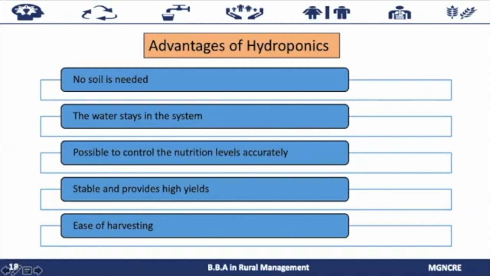Pests and diseases are easier to get rid of in a hydroponic system. There is ease of harvesting. There is no technique used like machinery.